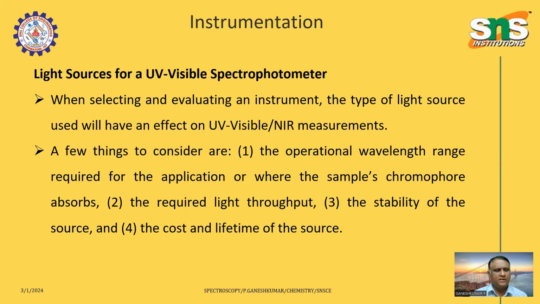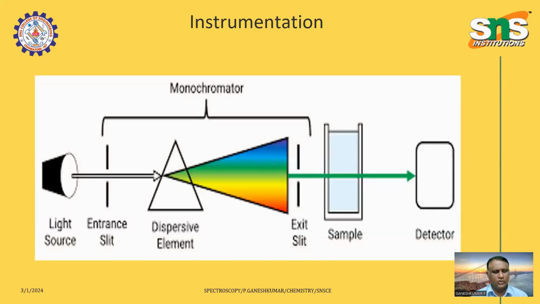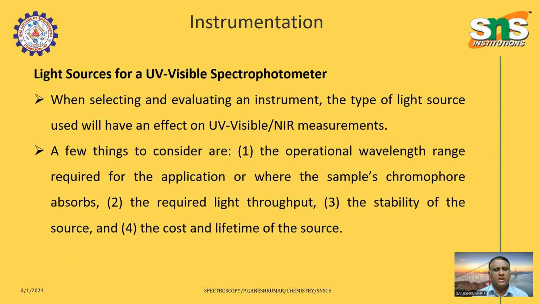In the instrumentation part, the first one, as we said, is a light source. A light source in a UV visible spectrophotometer has certain things to be considered: the operational wavelength range required for the application or where the sample's chromophores absorb, the required light throughput, the stability of the source, and the cost and lifetime of the source. So these things have to be considered while selecting the source of light.